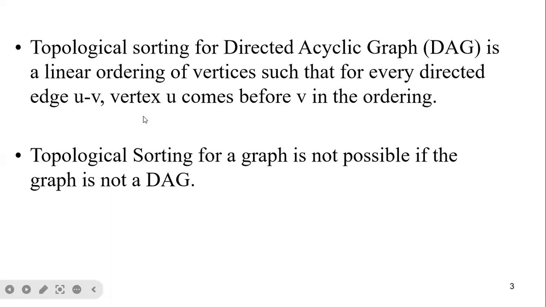Topological sorting for a graph is not possible if the graph is not a directed acyclic graph. That means it is always done for the directed acyclic graph. If it is not a directed acyclic graph, then the sorting cannot be done.